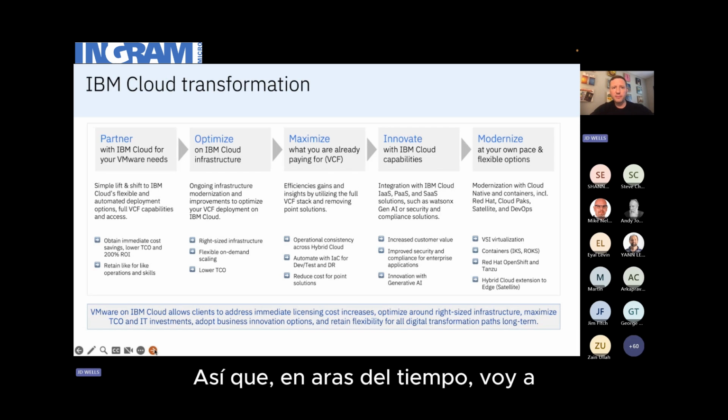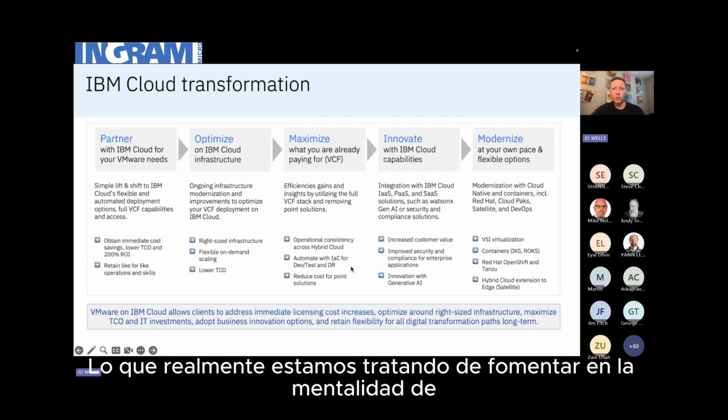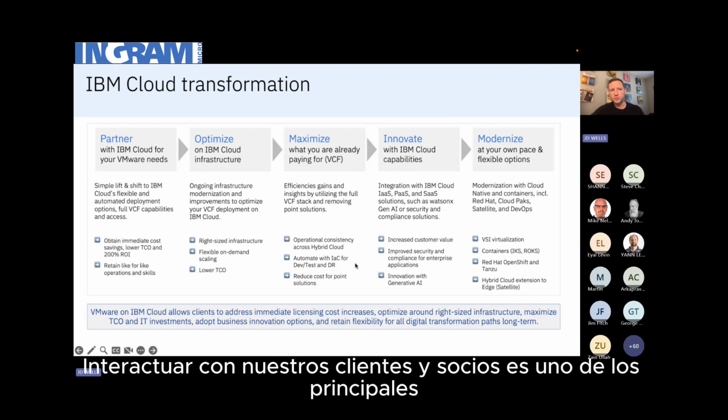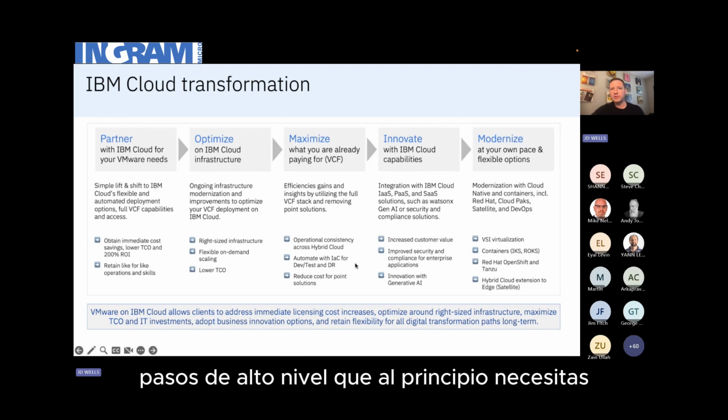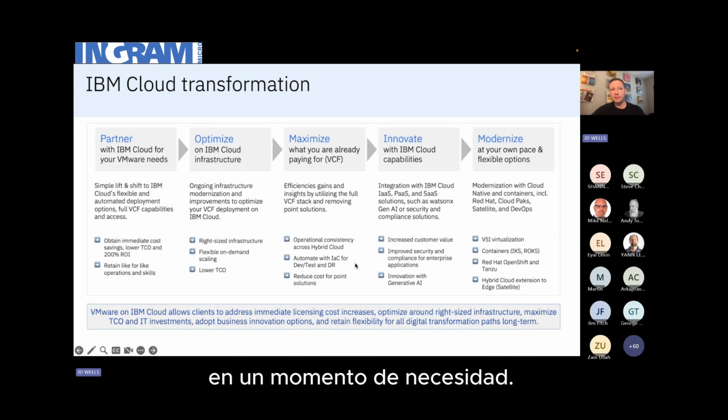So in the interest of time, I'm going to speed up just a little bit. There are some considerations here on that transformation journey. What we're really trying to encourage in the mindset of engaging with our customers and partners is some main high-level steps. That at the beginning, you need to choose the right platform and the right partner to help in a time of need. And this is where we can really help.